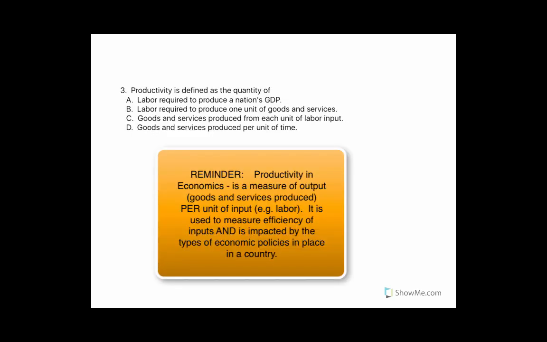Okay, so the third question says productivity is defined as the quantity of, and then it gives you some answers here. And like I said earlier, it's the amount of goods or services, the amount of output produced per unit of labor, right? So it's saying how productive is that individual unit of labor, per hour or per whatever your unit is. And in that case, it's C. You could have productivity of capital or labor. So in this case, we're talking about the particular input of labor.